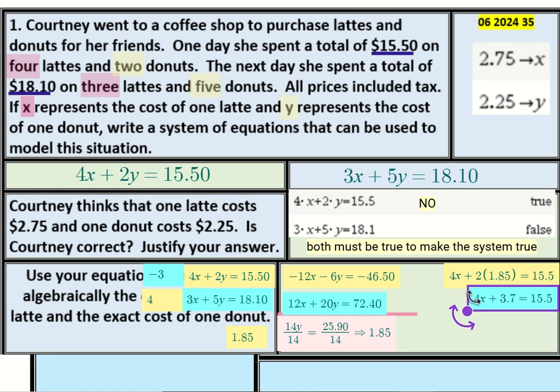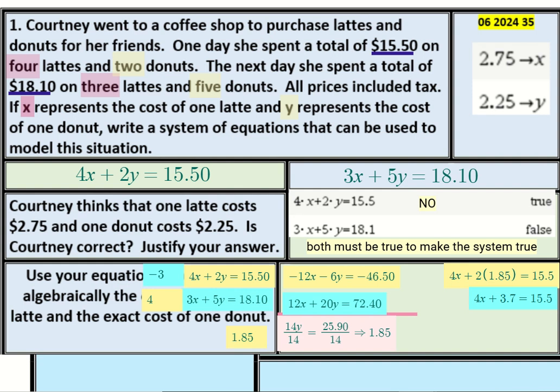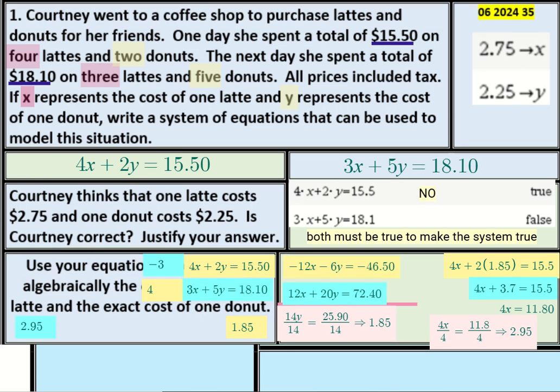Now I need to subtract 3.7 from both sides, and I get 4x equals $11.80. When I divide both sides by 4, the price of a latte is $2.95. Now, this is obviously an awful lot of work, but it's also a 6-point question. So the bang is in the buck. You get paid a lot when you answer all 6 points here.